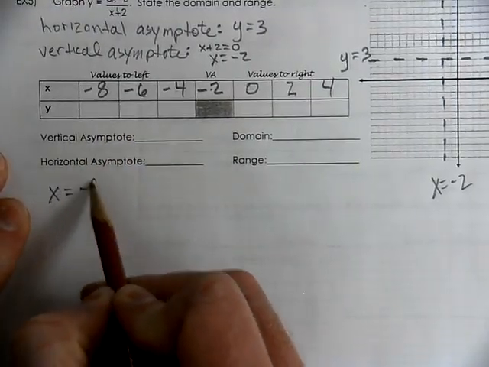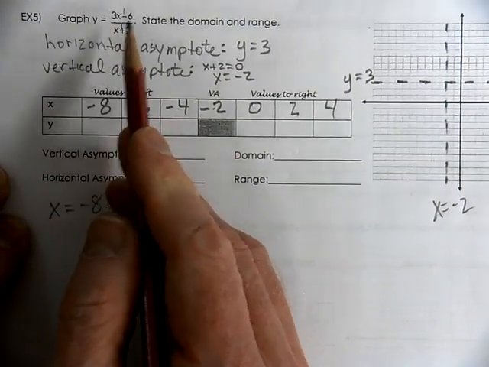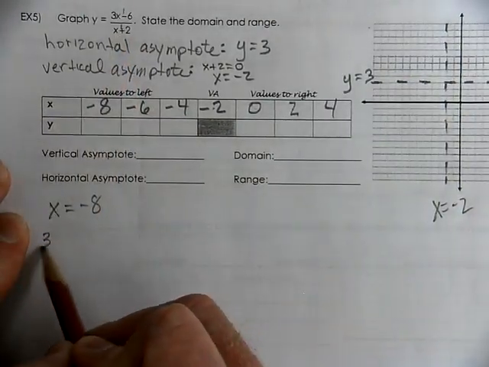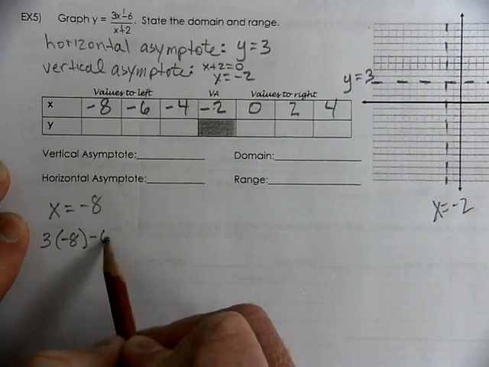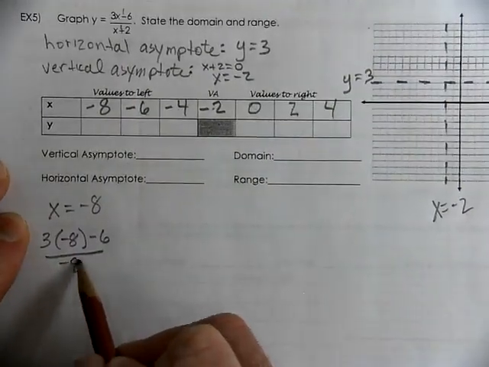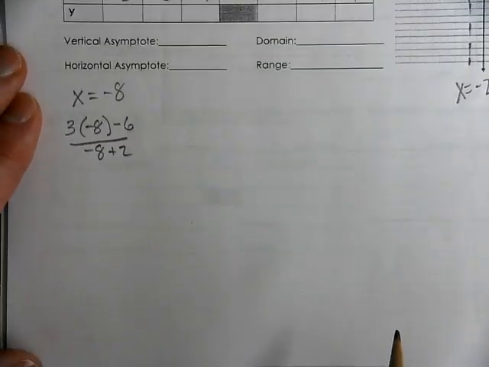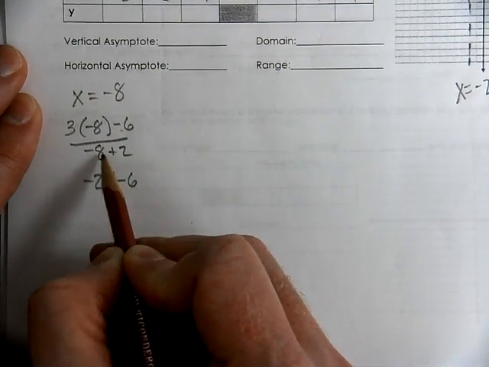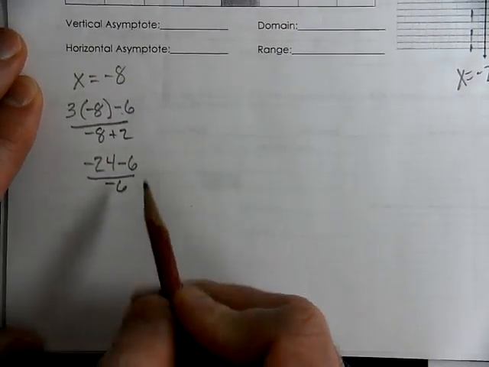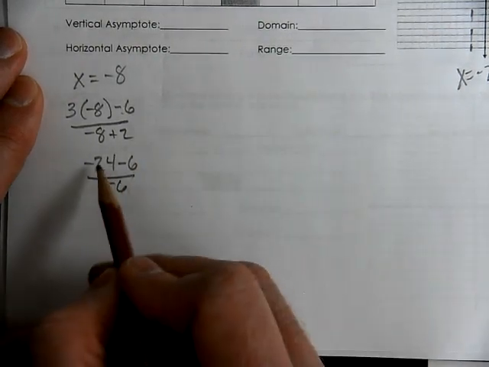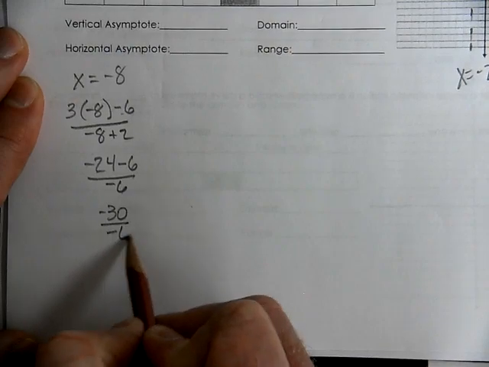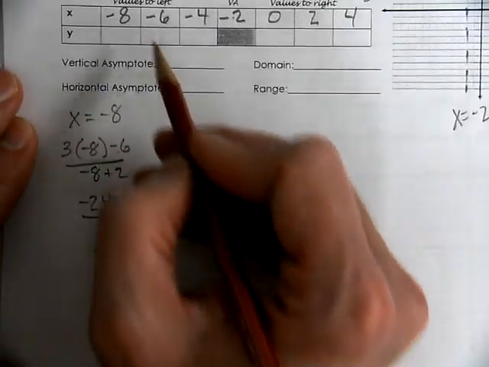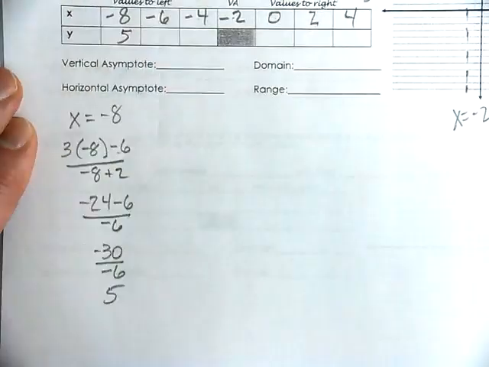So when x is negative 8, we're going to plug negative 8 into our equation. You can do this. 3 times negative 8 minus 6 over negative 8 plus 2. That's negative 24 minus 6 over negative 6. You cannot cross the 6's out. This is negative 30 over negative 6. That gives us the value of 5. So when we have negative 8, we're going to be at 5.